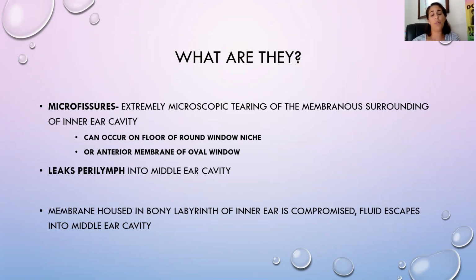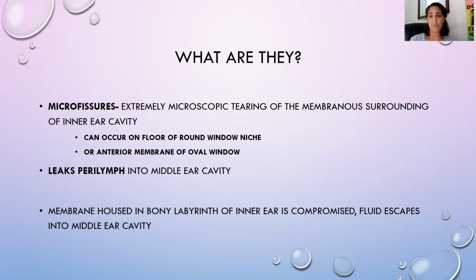They can occur at the floor of the round window niche or near the anterior part of the membrane for the oval window, pretty much where the stapes foot plate is hitting the oval window. So where that connection's happening, you're going to find a little bit of tears. Sometimes you can find congenital defects or something that has been malformed, but typically this is not something that you see at birth. It occurs due to trauma, due to pressure, some kind of outside force.